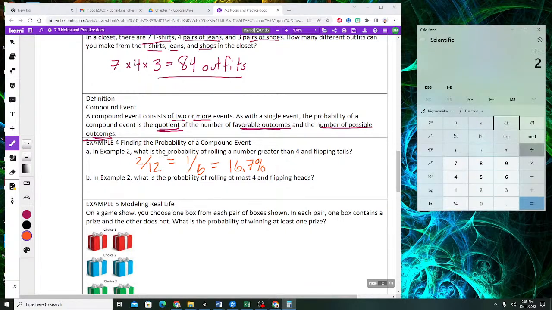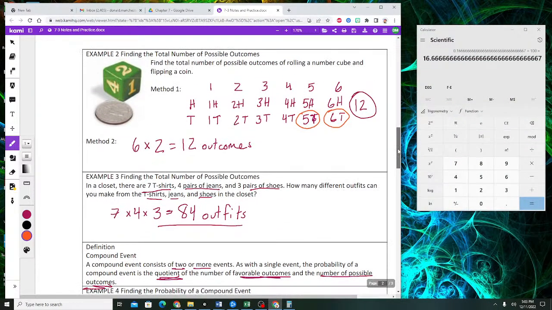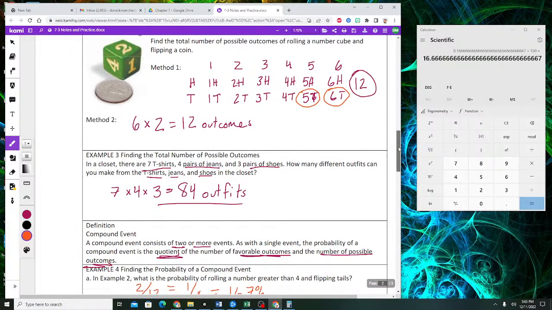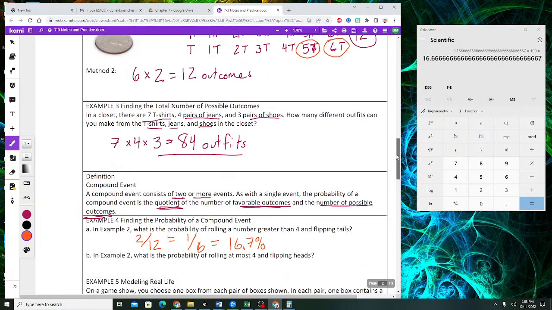Okay, 2 divided by 12. Whoops, that was 2 times 12. Whoopsies. 2 divided by 12 is, that times 100 is 16.7%. Now, that's where these tables to draw our sample space do come in handy, because otherwise we'd be left going, well, how many of those 12 fit that description? So tables and trees can be helpful.